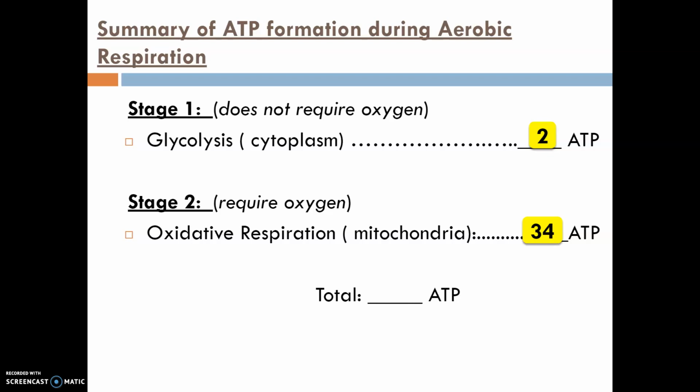So glycolysis occurs in the cytoplasm, and it generates 2 ATP. Stage 2 requires oxygen, and that's oxidative respiration. Remember, oxygen, oxidative, and that occurs in the mitochondria. 34 ATP are generated. Therefore, your total ATP are going to be 36.